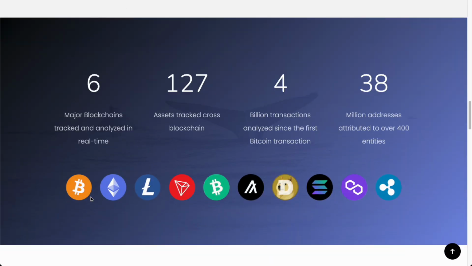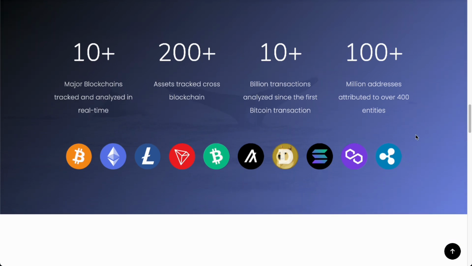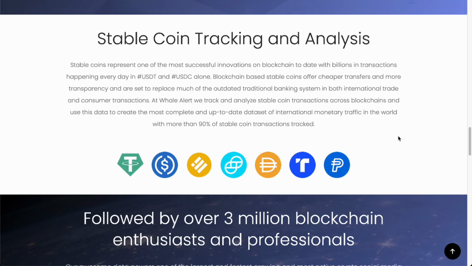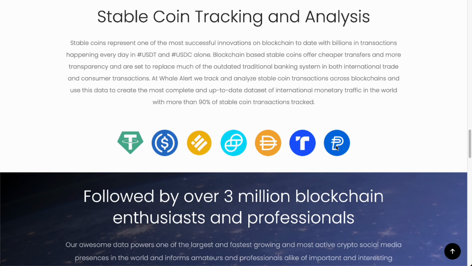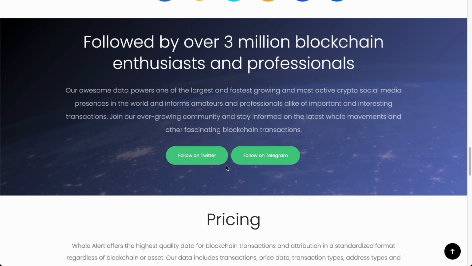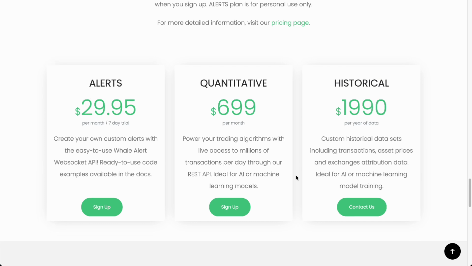They support a lot of blockchains to track wallets here on whalealert.io. So 10 plus major blockchains, 200 tracked cross blockchains, and 10 billion transactions analyzed since the first Bitcoin transaction. There are also millions of addresses attributed to 400 entities. Here you can also track stablecoins, as you can see, USDC and many more. You can follow them on Telegram, where they also have other things you can do.